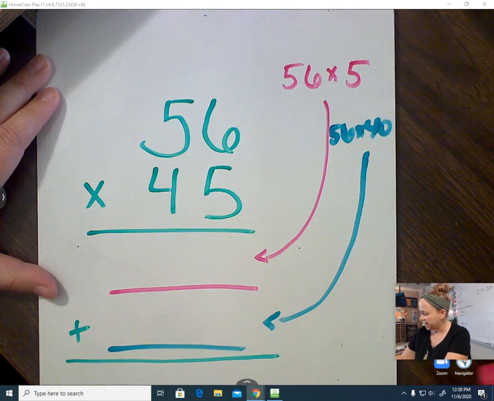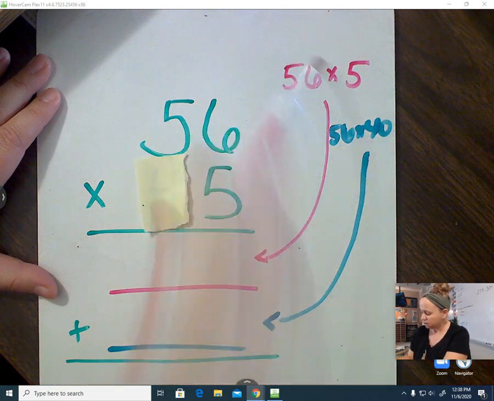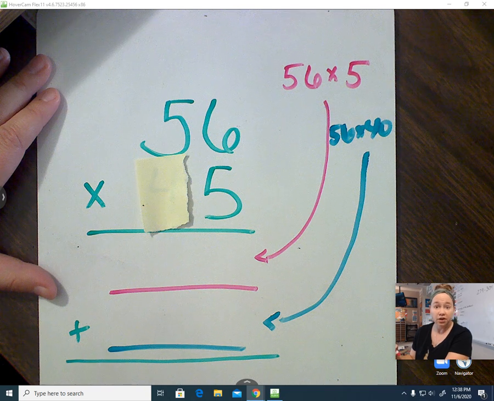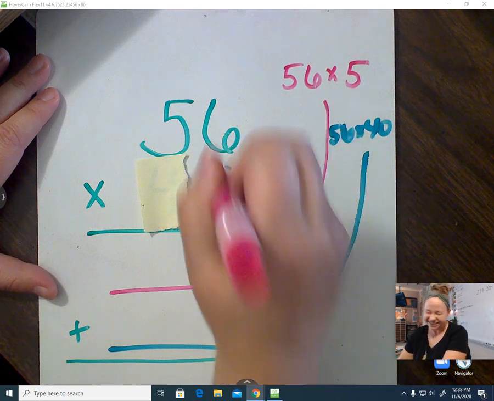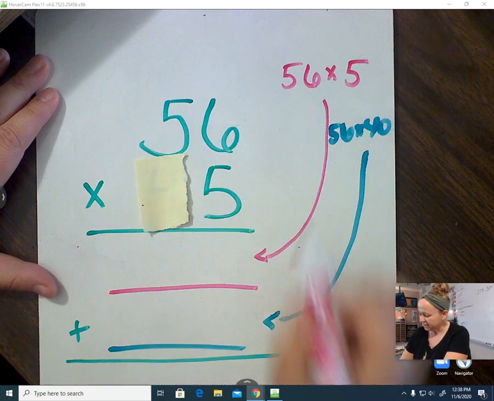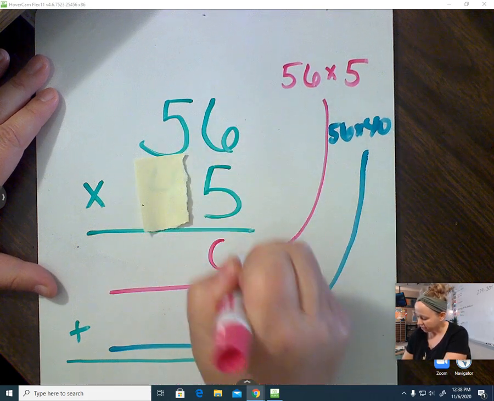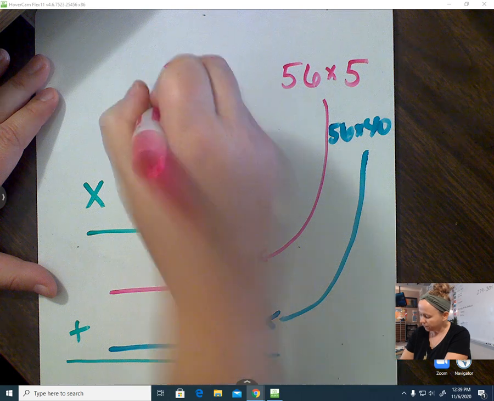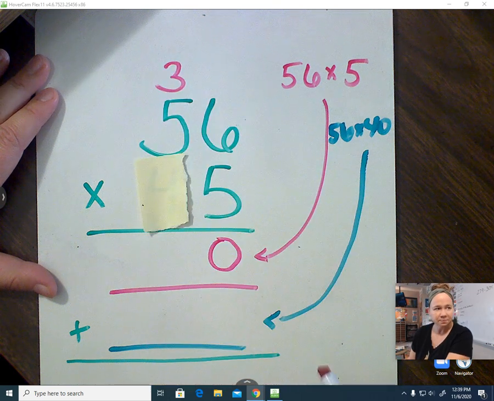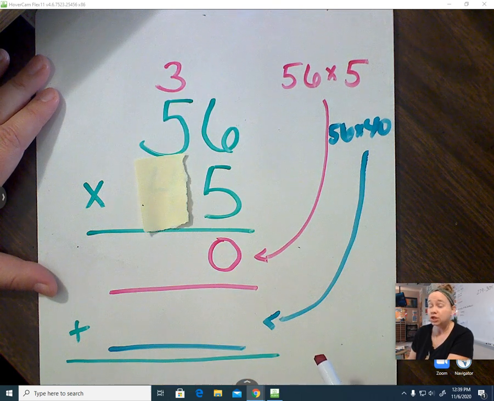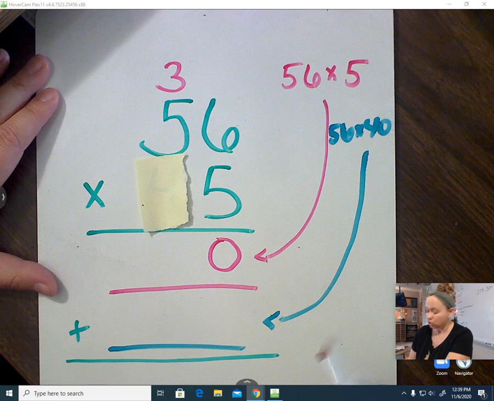Okay, so where's my handy dandy number hider? It's very fancy. I paid a lot of money for it. 6 times 5 is 30. So I put my 0 here, carry my 3. 5 times 5 is 25 plus 3, 26, 27, 28.